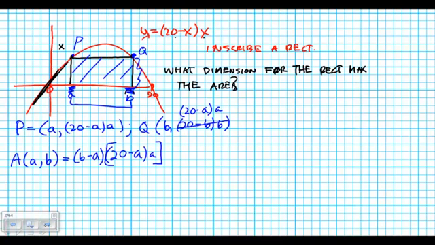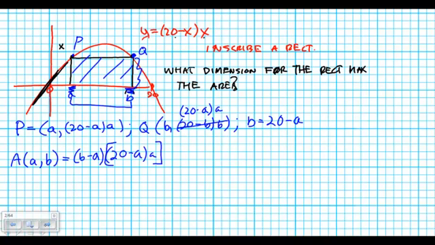Okay? We need a step where we get the function of one variable. Right now we still have two variables. We have a and b. Well, wait. Doesn't b equal (20 minus a) times a? Because b is a function. Is it true that b is equal to (20 minus a) times a? No. That's not true.